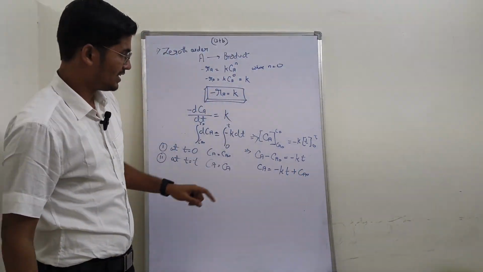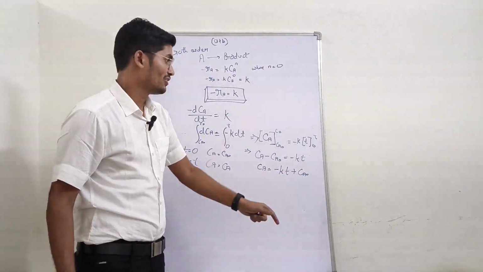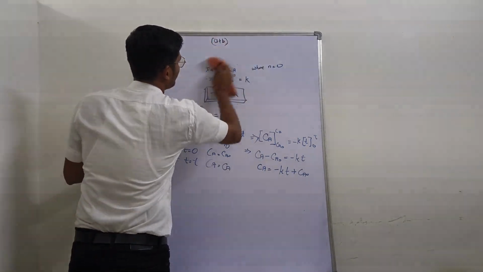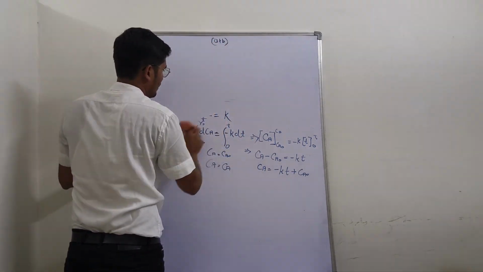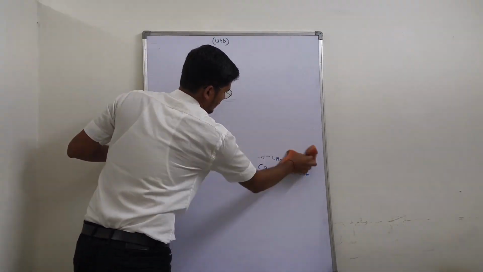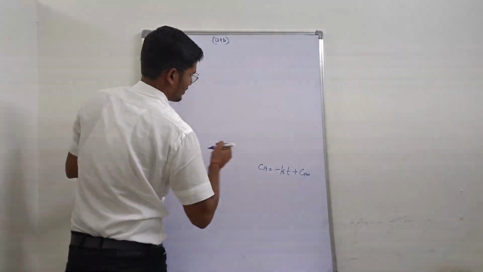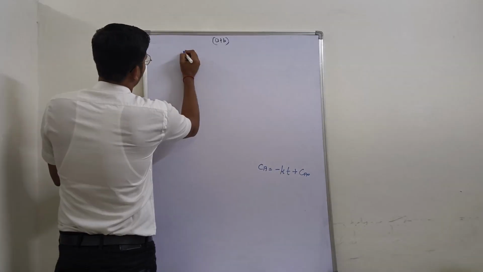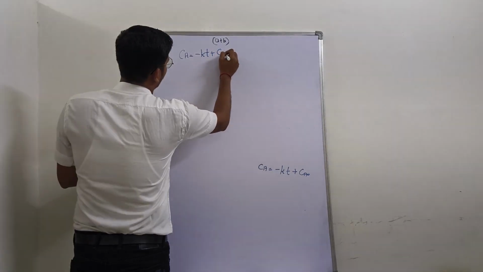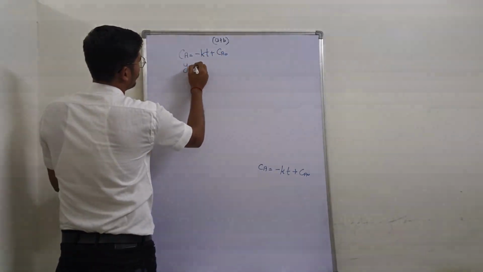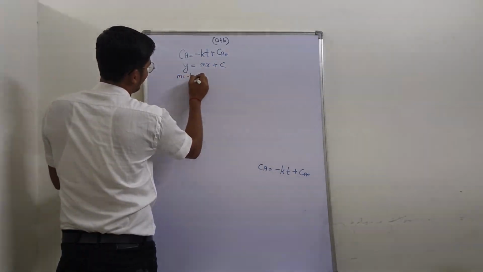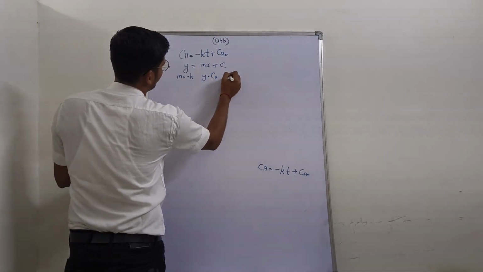Now what is this looking like? It's looking like y equals mx plus c. So let's talk about the graph of the reaction. We have C_A equals minus Kt plus C_A0, of the form y equals mx plus c, where m equals minus K, y equals C_A, and x equals t.